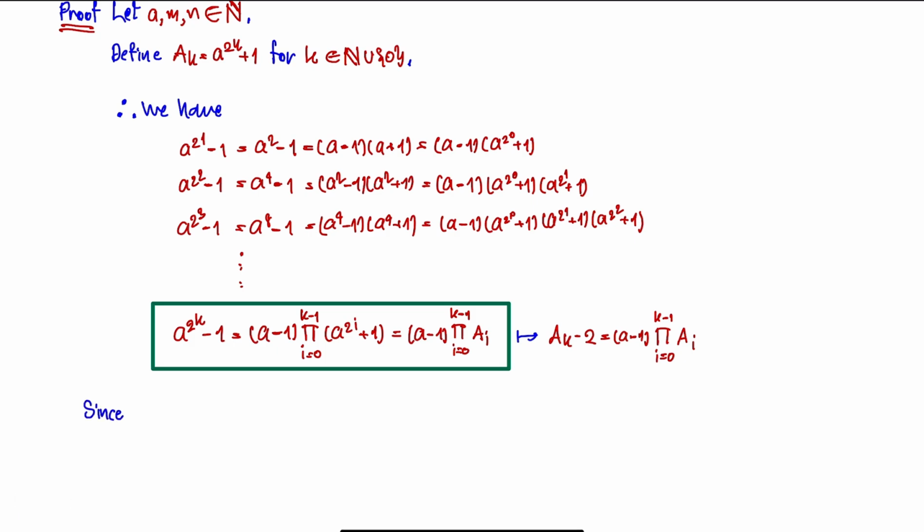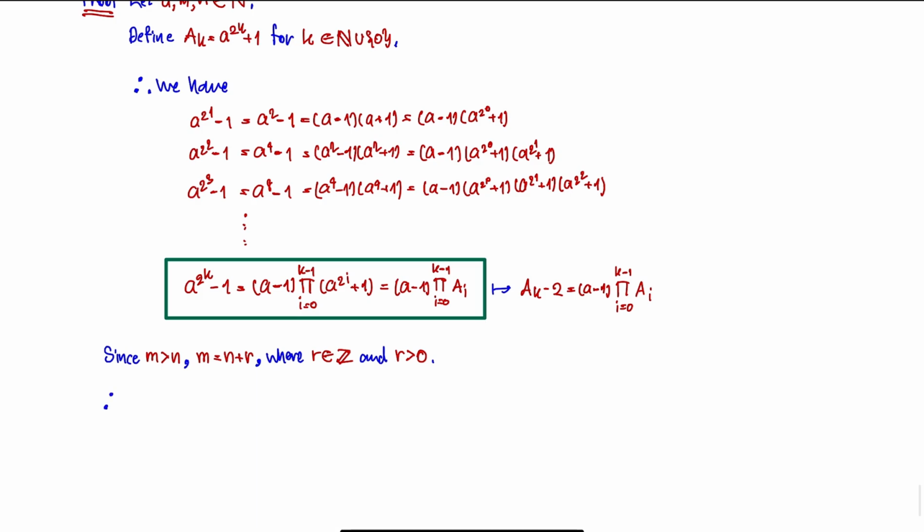When we have m, which is a positive integer greater than n, what do we have? We're going to have m equal to n plus r, where r is an integer and greater than 0.